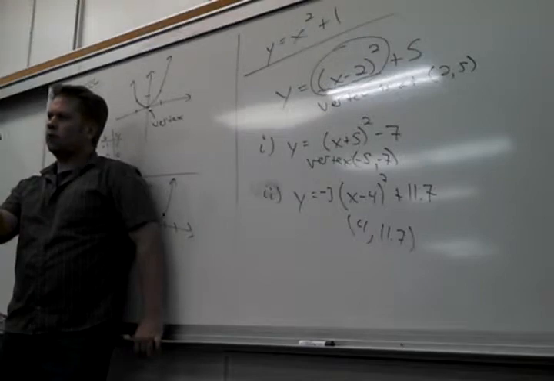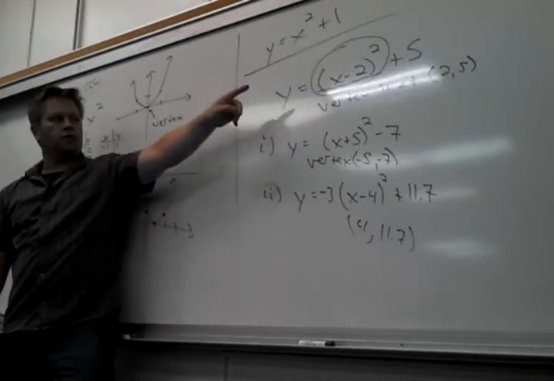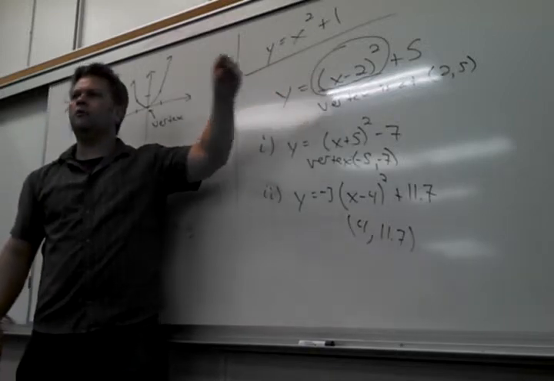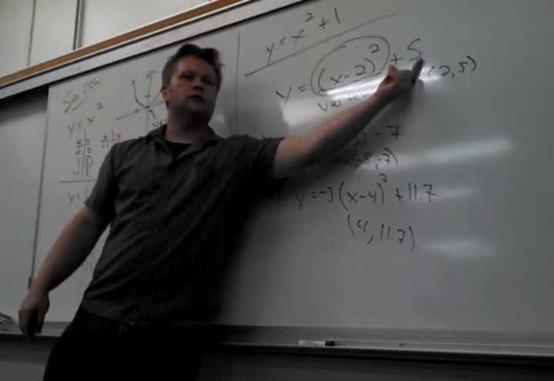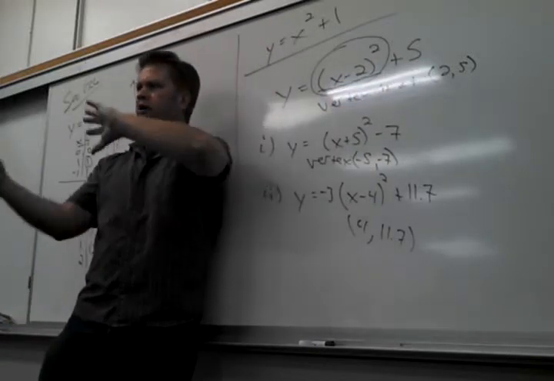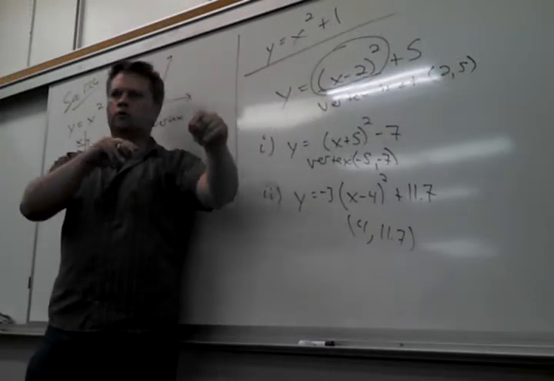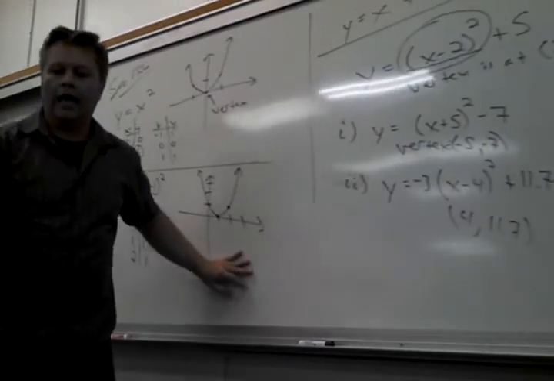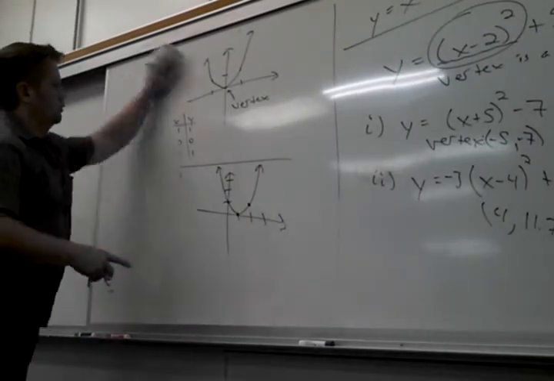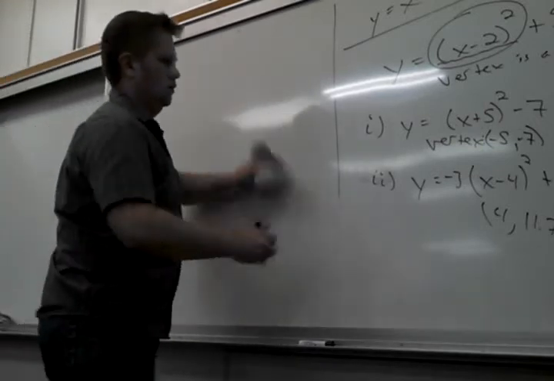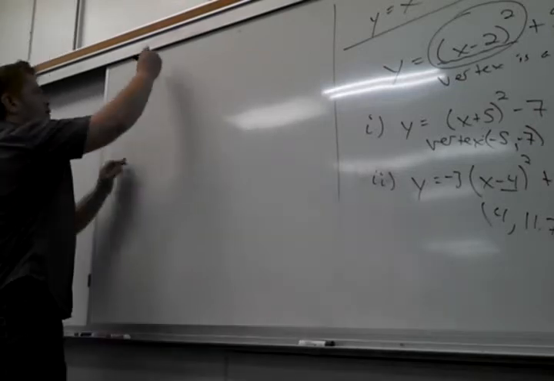Even if you didn't understand a thing I said about shifting, being able to locate the vertex when it's in this form is simple. It's the opposite of what's inside, and it's exactly what's outside. But the more you understand shifting, the better sense it makes as to why that's true. So really, to find the vertex, we only need to worry about what's inside and what's after.